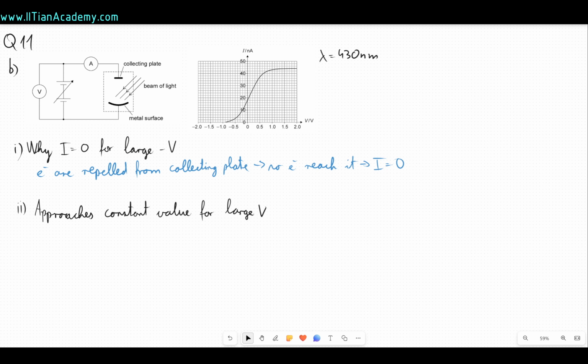And then in part 2, we need to say why it approaches a constant value for large V, and it's kind of the same reason. So if this becomes very positive and this becomes very negative, then almost all of the electrons will be able to jump across. So electrons are attracted by the collecting plate.